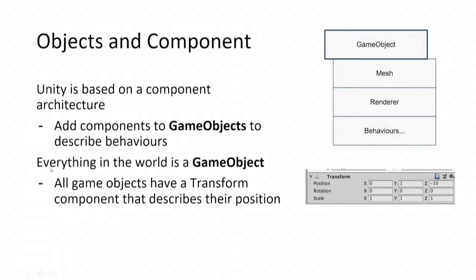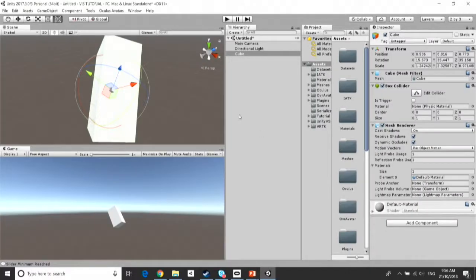So in terms of Unity, everything in Unity is a game object, and all game objects have a transform component that describes their position. When you create a game object, every game object has a default component that is automatically added by Unity called the transform. So if I jump back to Unity, you can see here, this is my cube, and it has a transform component just here, which is automatically added.